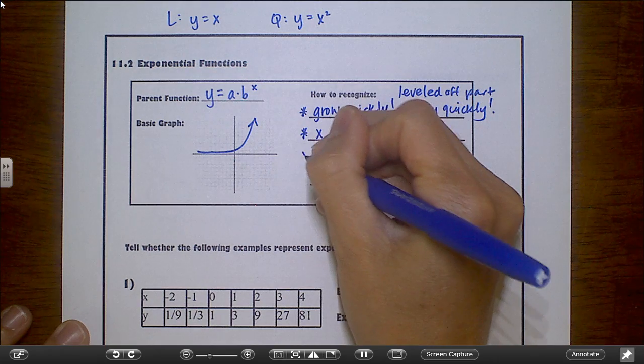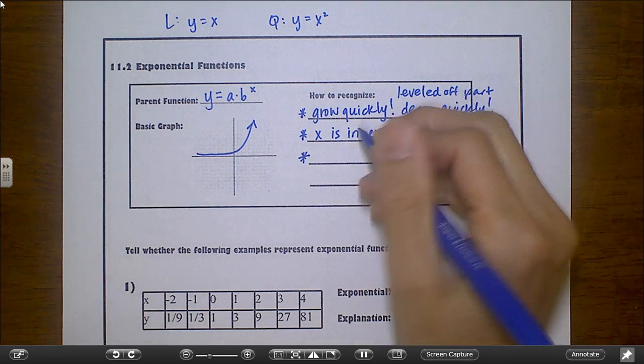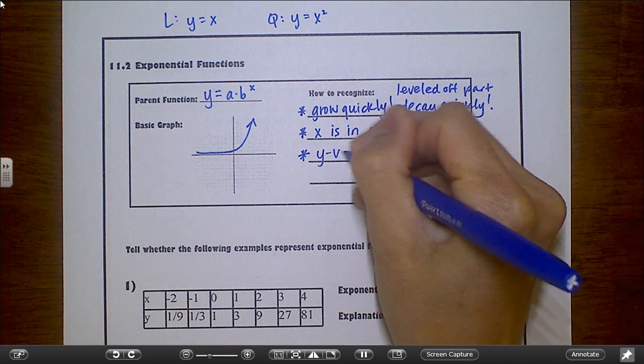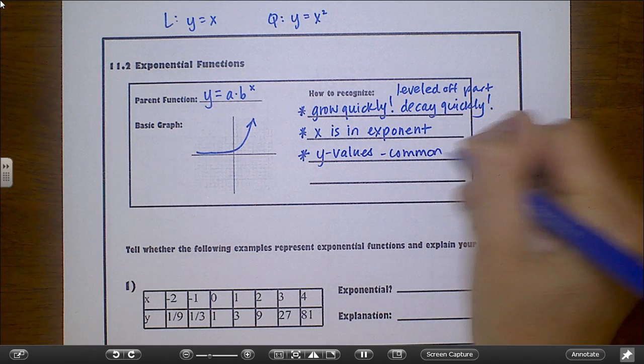So in linear functions and quadratic functions, it's in the base, and in exponential functions, it's in the exponent. The other way to tell is that if you have a table of values, remember, because we always look at everything from equations and from graphs and from tables. So in a table, if you look at your y values, there's a common ratio.